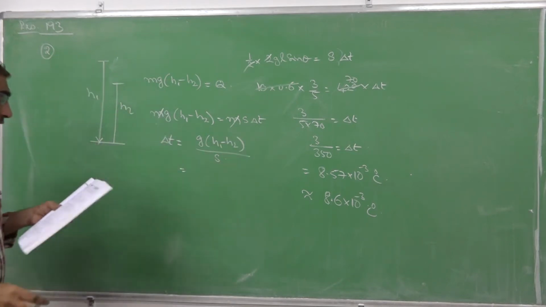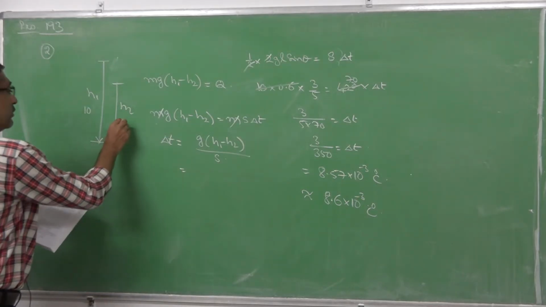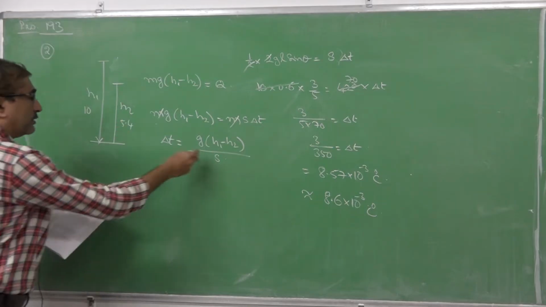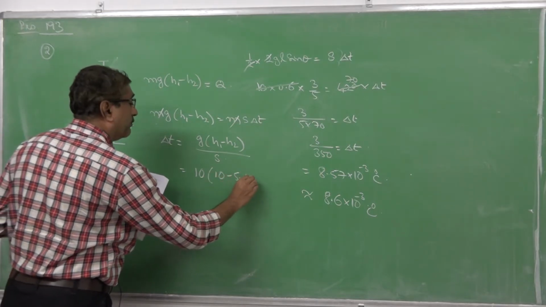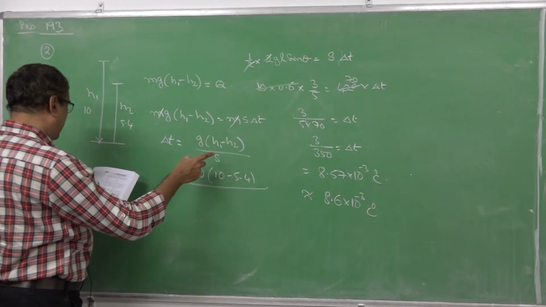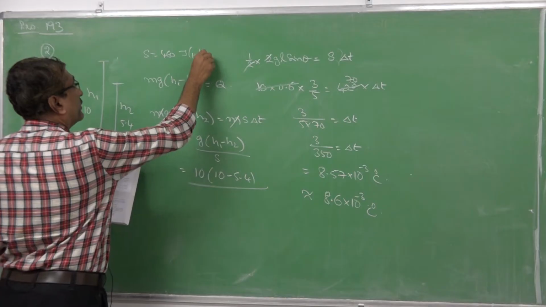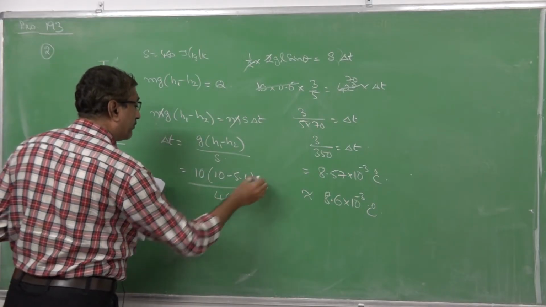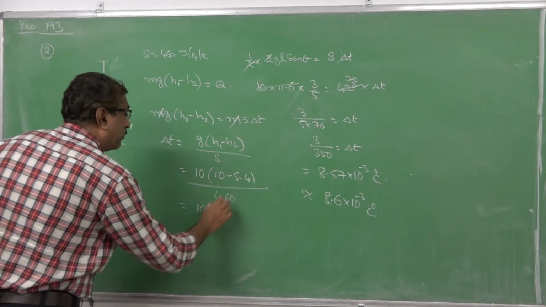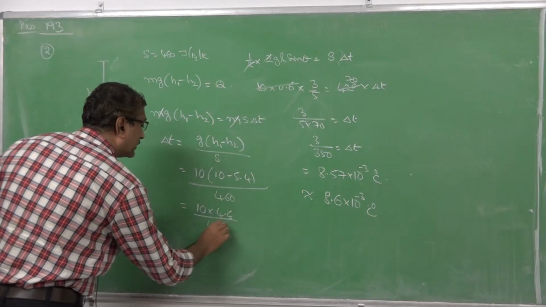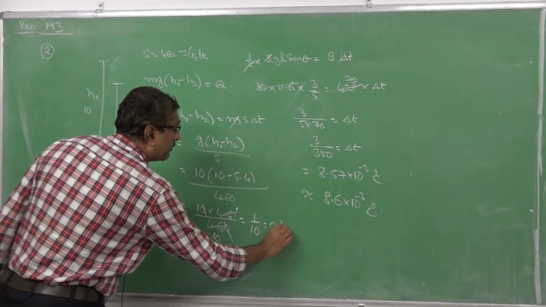In this problem it is given that the ball falls from a height 10 meter and rebounds to height 5.4 meter. G is taken as 10. So 10 into (10 minus 5.4) by s, which is given as 460 joule per kg per Kelvin. So this is 10 into 4.6 by 460. Cancelling, that is 1 by 10, which means 0.1 degrees centigrade.